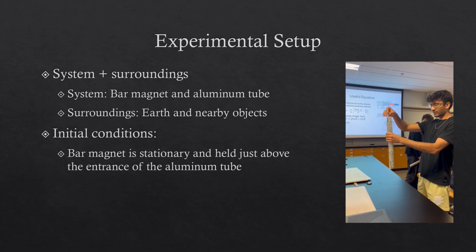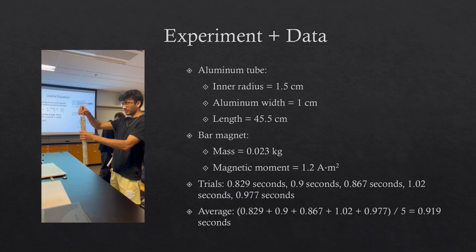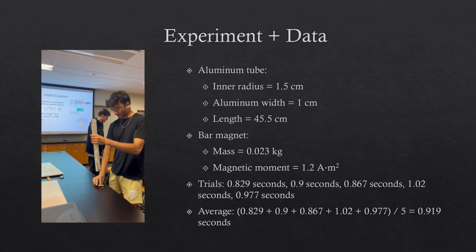For the system and surroundings, the system was the ball magnet in the aluminum tube, while the surroundings was Earth and other nearby objects. The initial condition is that the ball magnet is stationary and held just above the entrance of the aluminum tube. And here's a video of one of the trials of our experiment. You can also see the rest of the data that we gathered on this slide.